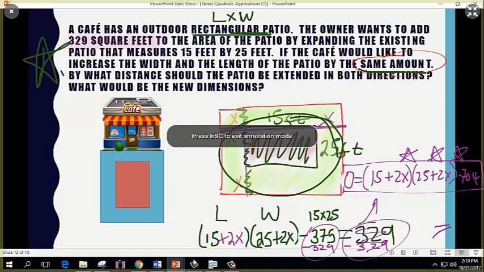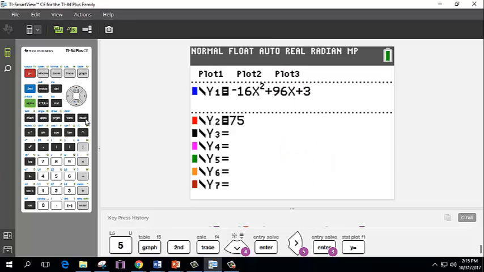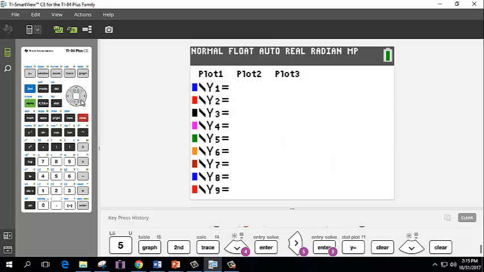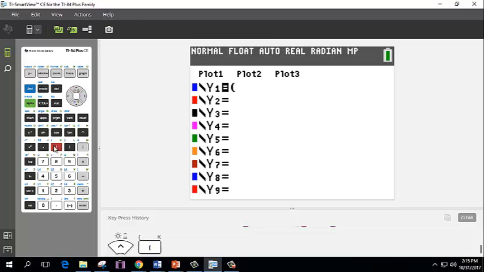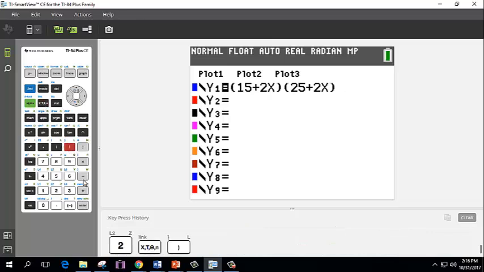So I'm going to exit out of this and go to our calculator. So here's our calculator, and I'm going to clear out of this, clear out of this, clear out of this, and I'm going to plug in our long and complicated equation, which was 15 plus 2x, and then I have my 25 plus 2x, in parentheses, and I subtract off the 704.